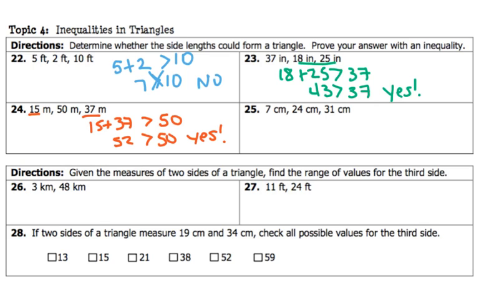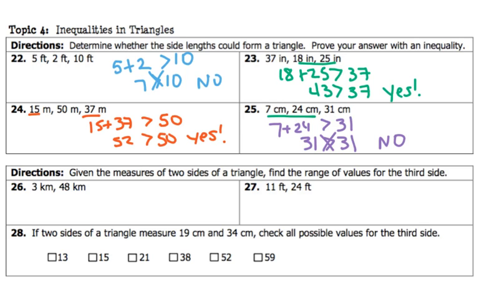Number 25, we take our 2 smaller sides, which are 7 and 24. So we do 7 plus 24 and see if they're greater than 31. 7 plus 24 is 31, and we can't have it equal to. We have to have it greater to form a triangle. So this one is a no.